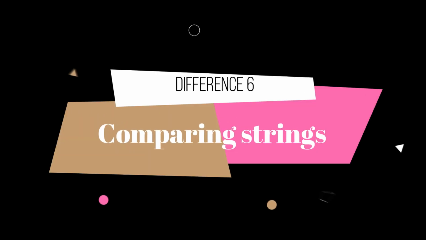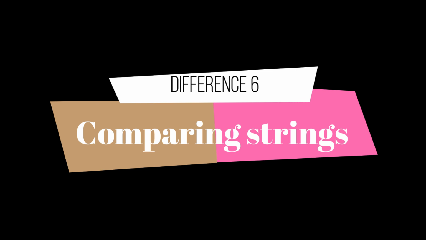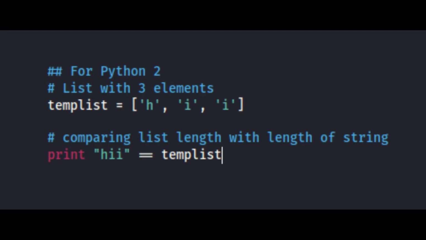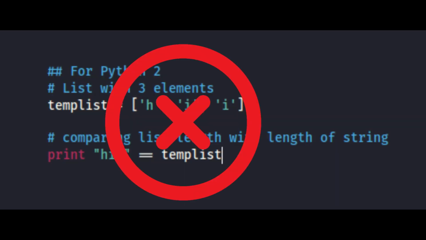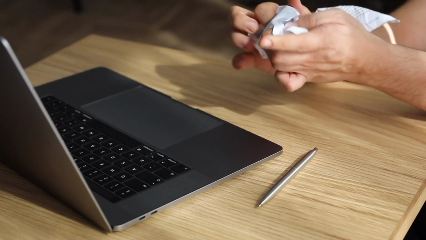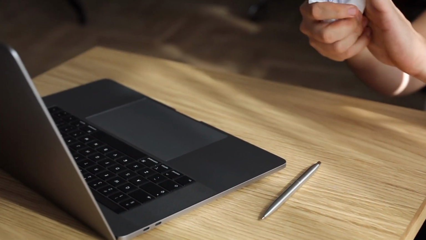Next, we have comparing strings with lists. It was possible to compare strings with lists by comparing their lengths like this. However, this cannot be done in Python 3 as it does not seem to be that useful, to be honest.